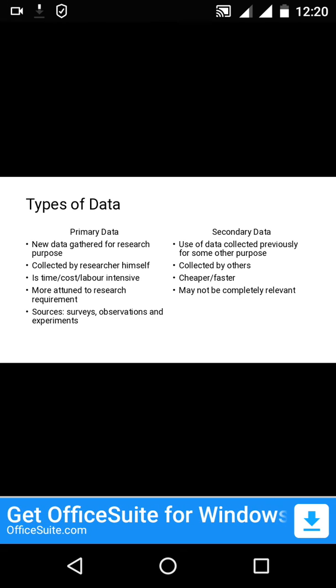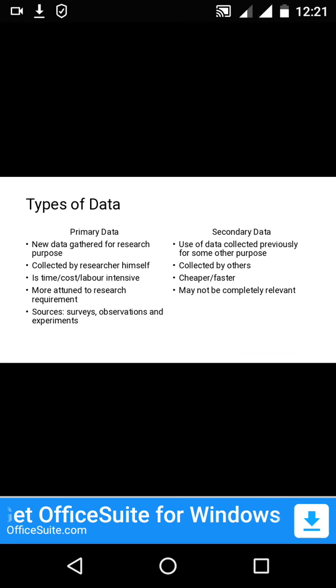Okay, now let me give you an example. Suppose I want to find out what is the adult literacy rate in Pithoragarh district of Uttarakhand. Do you think you have to conduct your own research? Do you think you have to collect your own data to answer this particular research question? What is the adult literacy rate? I hope you understand the meaning of adult literacy rate. Adults above 18, and literacy rate, how many people are literates? So what is the percentage of people above the age of 18 who are literates in Pithoragarh district?